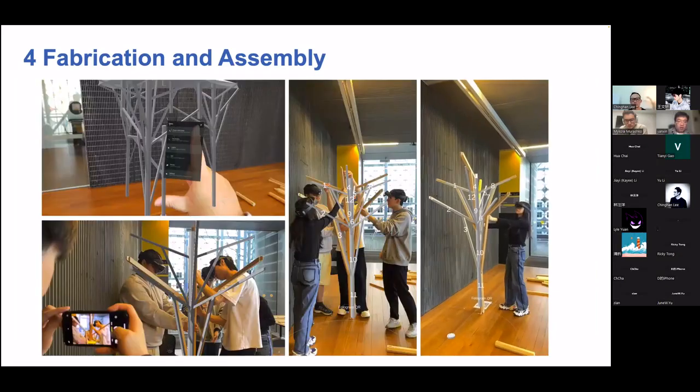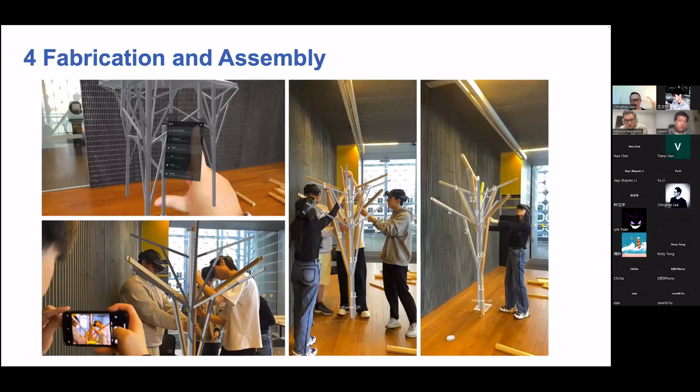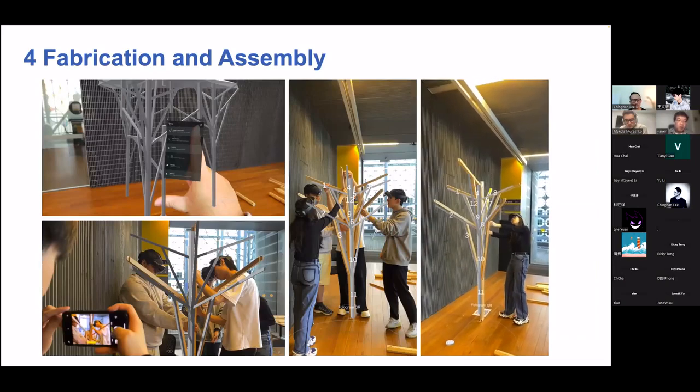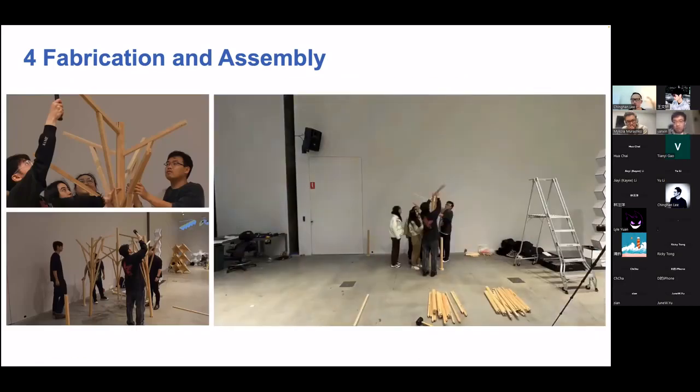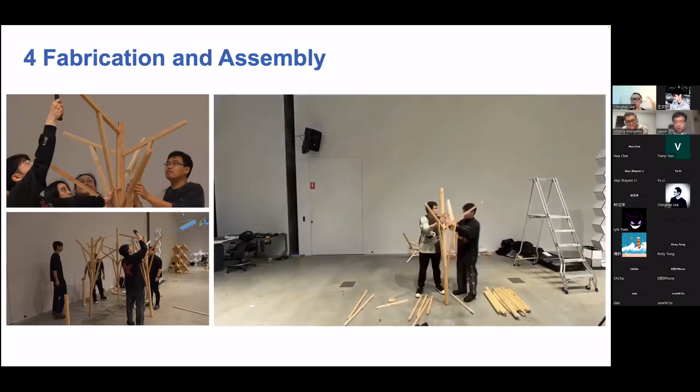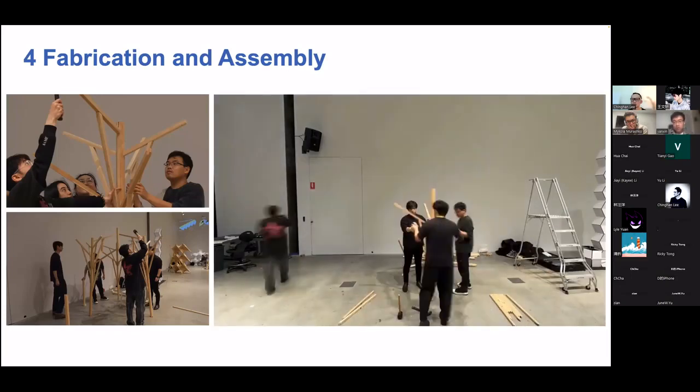In Melbourne, we also tried to assemble the pavilion on-site with the hologram, an AR device, to make sure that the wooden members are located in the right positions, and this helped us to reduce the assembly time. This video shows the on-site assembly process. We used about 2 hours to construct it with six students.